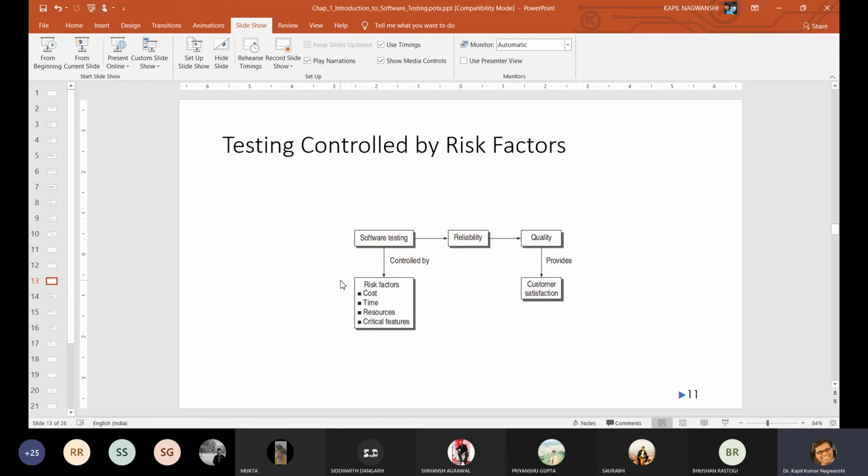If we are not doing the software testing within the given stipulated time, then there may be a possibility of losing that assignment. That's why a lot of test engineers are required at different places in the software industry. And all the other things we have already discussed: if we reduce the risk factors in software testing, then automatically it will increase the quality.